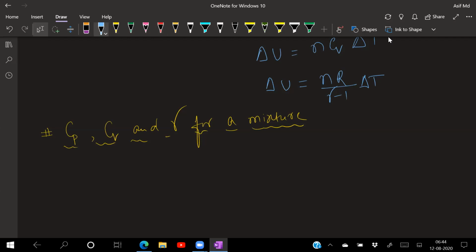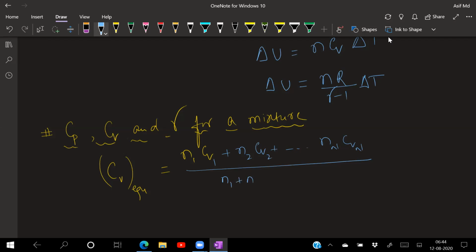Now see here, if I am writing the CV of the mixture, I'll write it as the equivalent. CV equivalent is equal to N1 CV1 plus N2 CV2 plus so on up to N_n CV_n, divided by N1 plus N2 plus so on up to N_n moles. This is at constant pressure or volume.